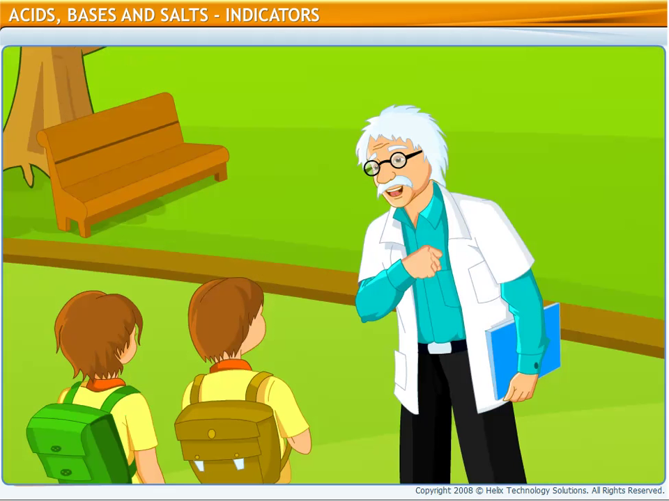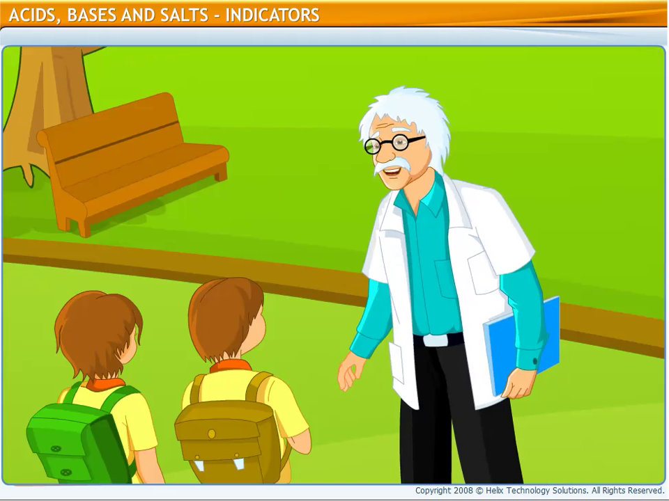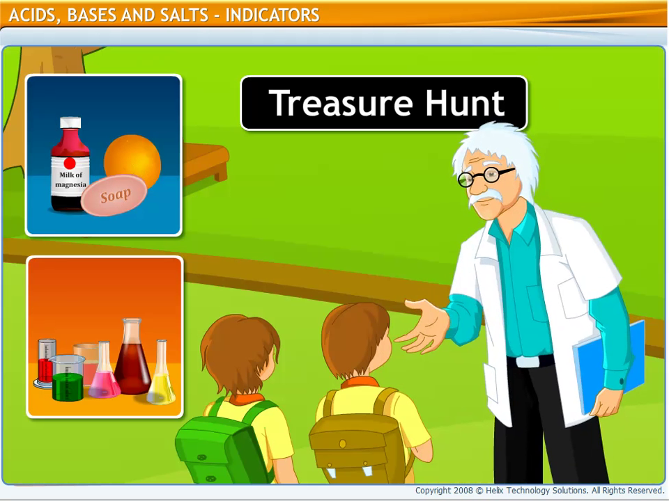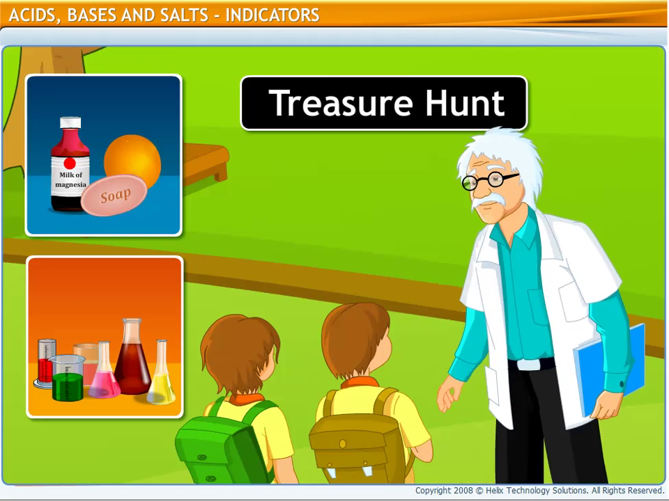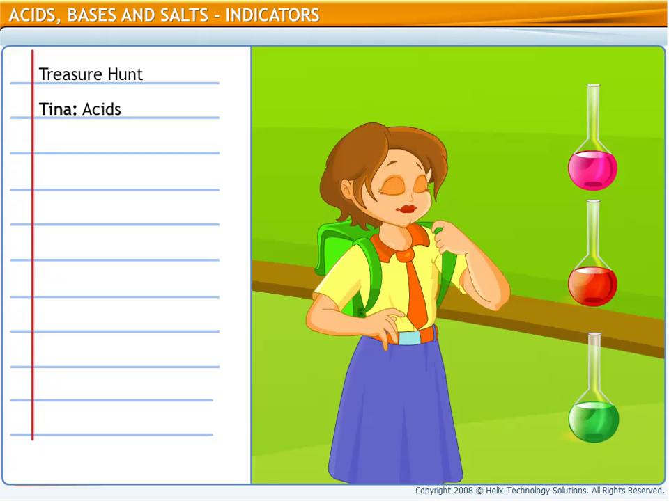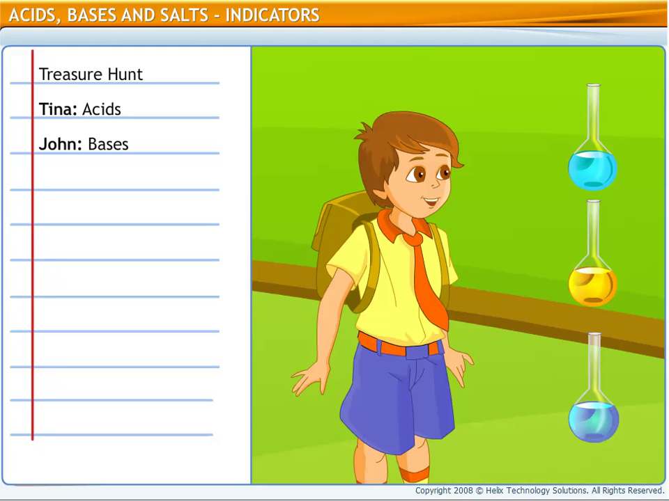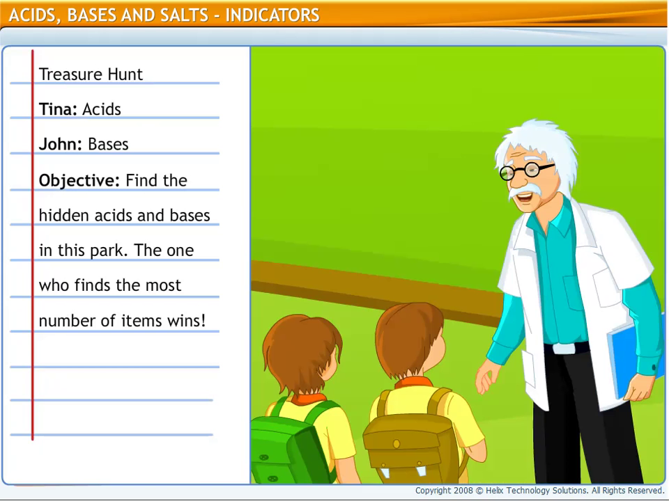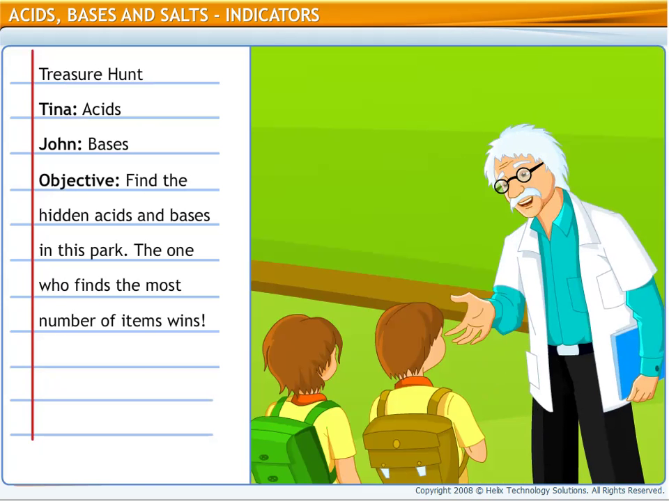In this park, you will find several items marked with a red dot. Some of these are acids and some are bases. Tina needs to find all the acids that are hidden here, while John has to find all the bases. The one who finds the most number of items before the time is up will be the winner.